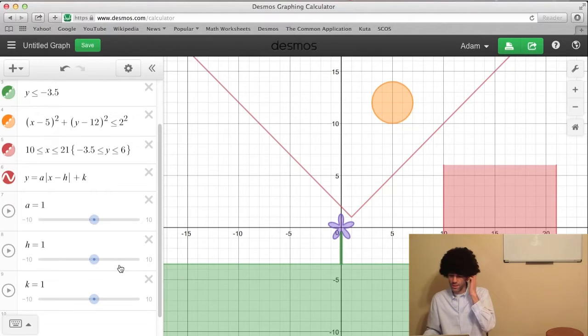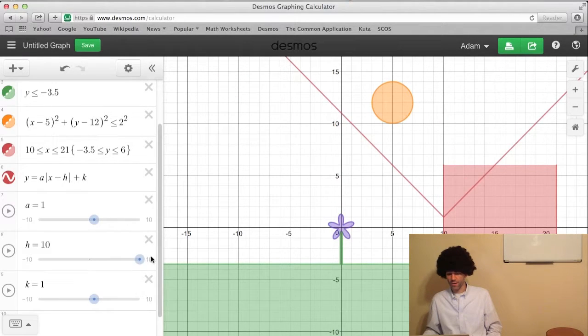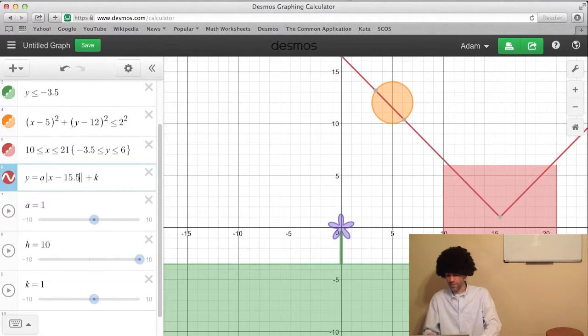Well, let's go ahead and think logically. I want to think about what's halfway in between 10 and 21, and that would actually be 15.5. We average 10 and 21: we add 10 plus 21, and we get 31, we cut it in half, we get 15.5. So h is going to be 15.5. Our slider doesn't reach that far. Don't worry about it. Let's just go ahead and plug in 15.5. There we go. That's our roof.